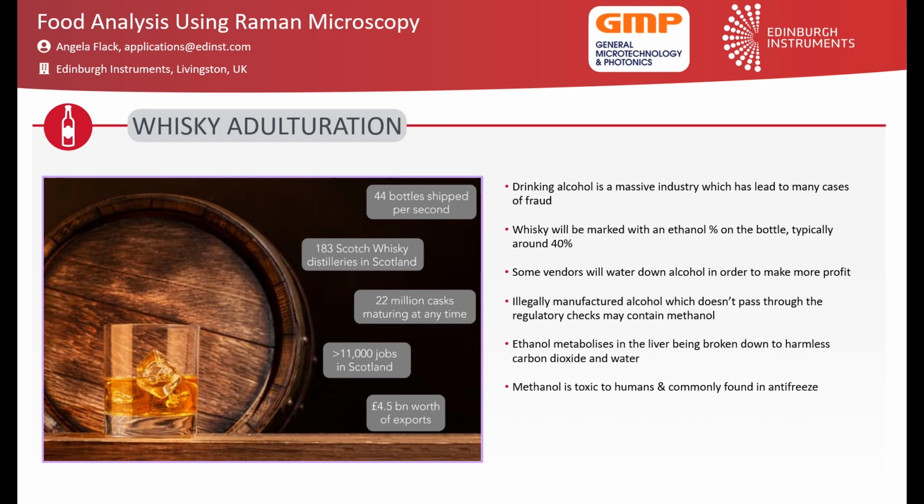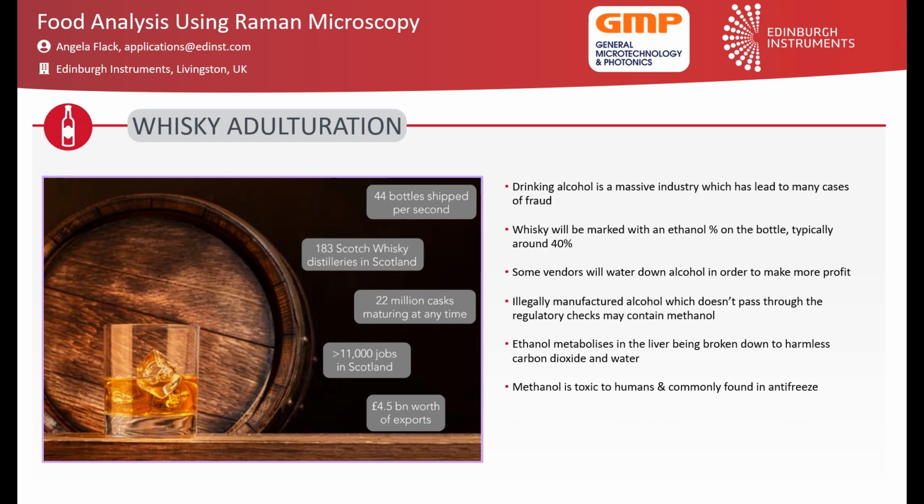Further, alcohol is sometimes illegally manufactured, which means it doesn't pass through the regulatory checks and may contain methanol. Whilst ethanol is consumable by humans, methanol is toxic and is commonly found in antifreeze.